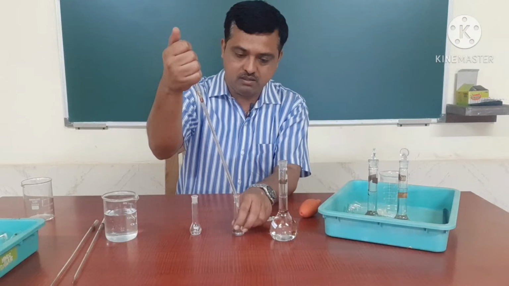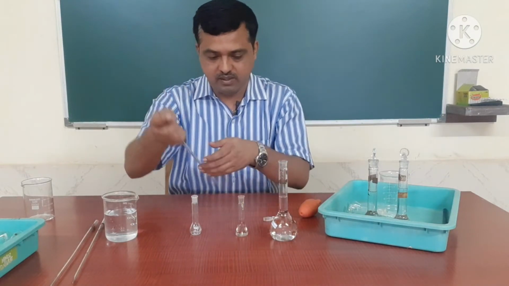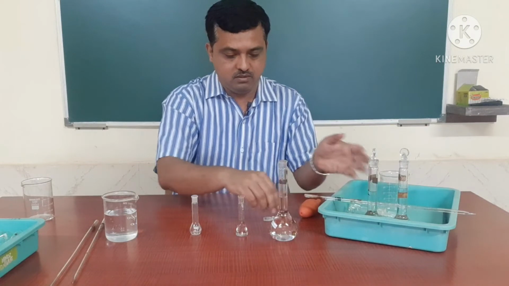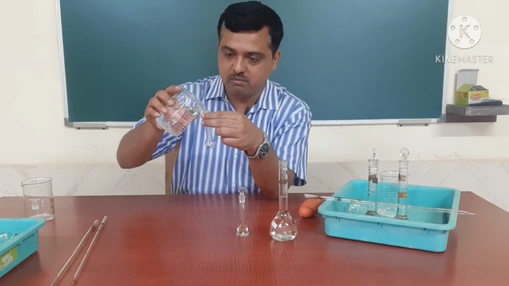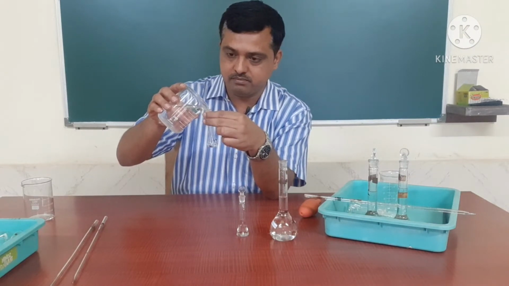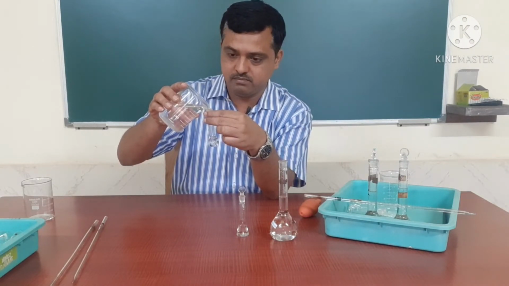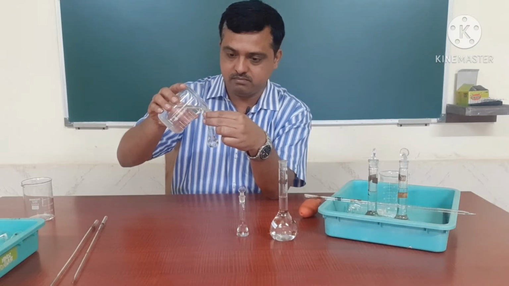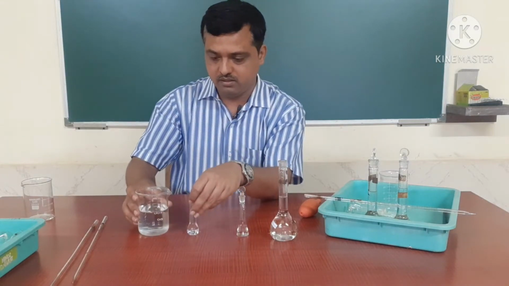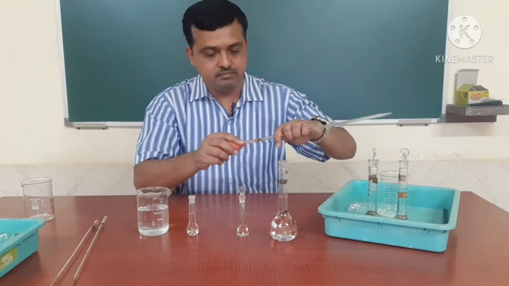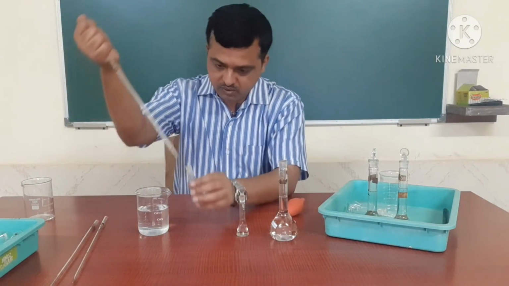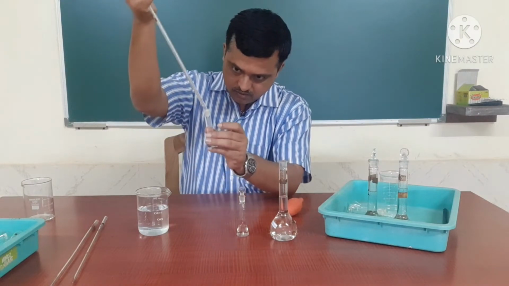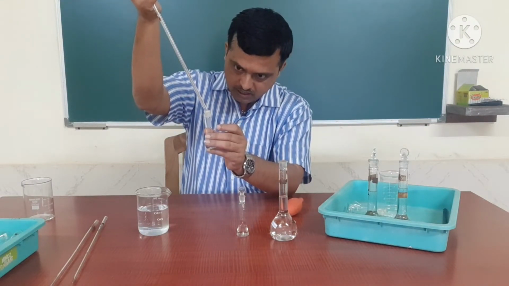So this is the remaining solution, and now we have to dilute this again up to 10 ml with distilled water. Okay, so again the final volume adjustment will be done with the pipette for more accuracy.